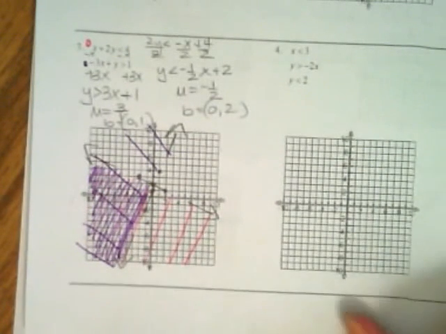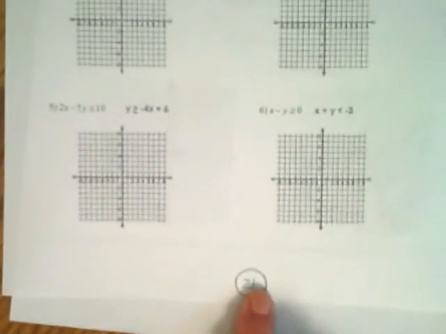Okay. Now, your homework tonight is for you to finish these two and to do the 6 on the front page.